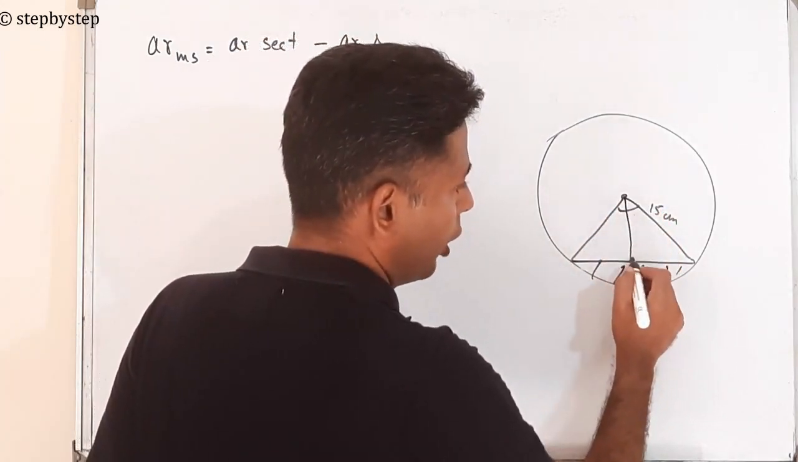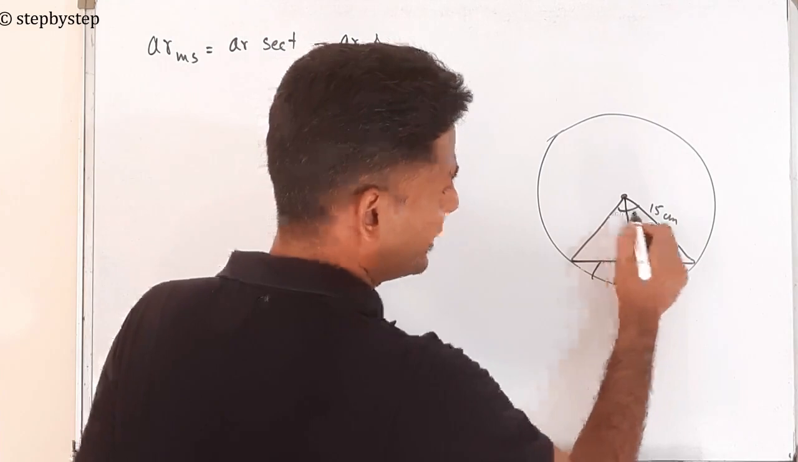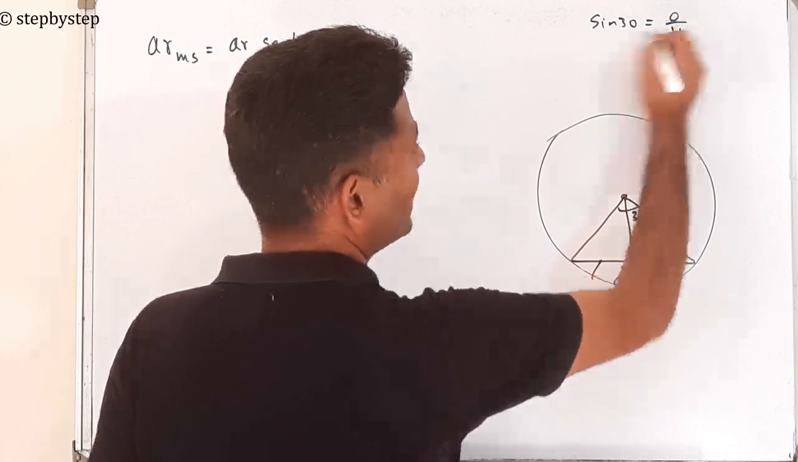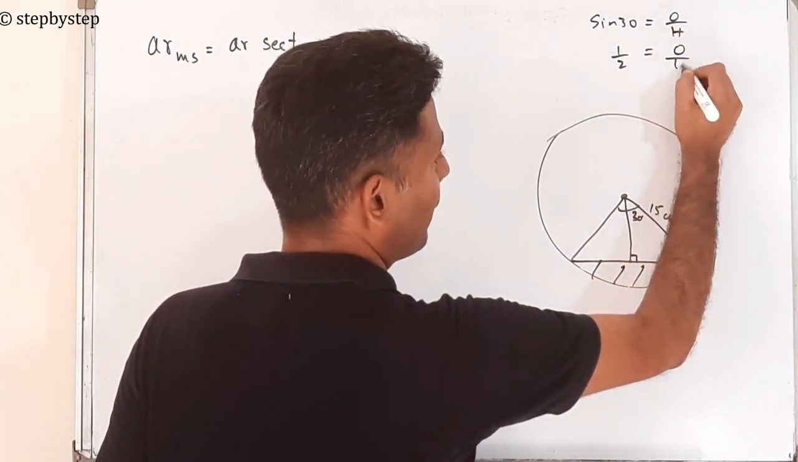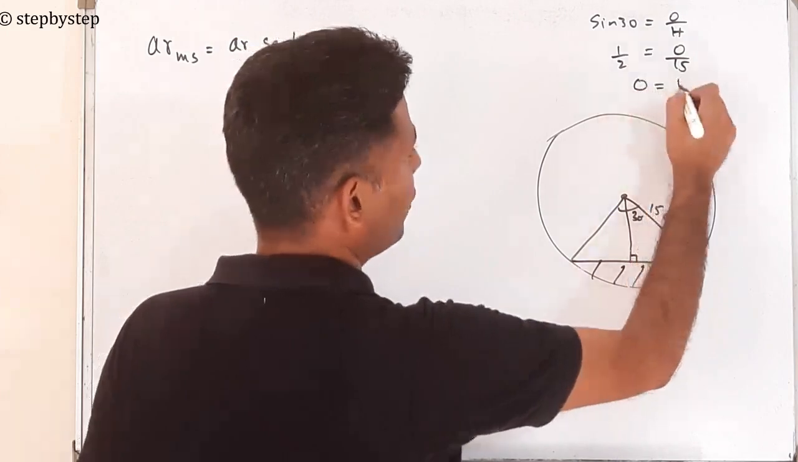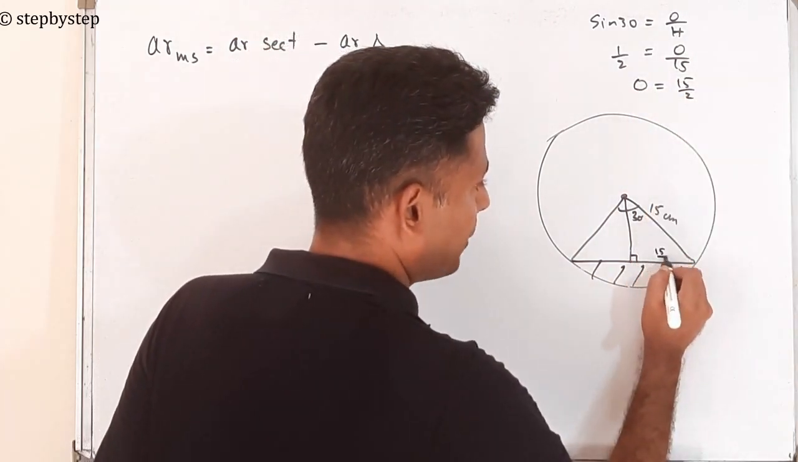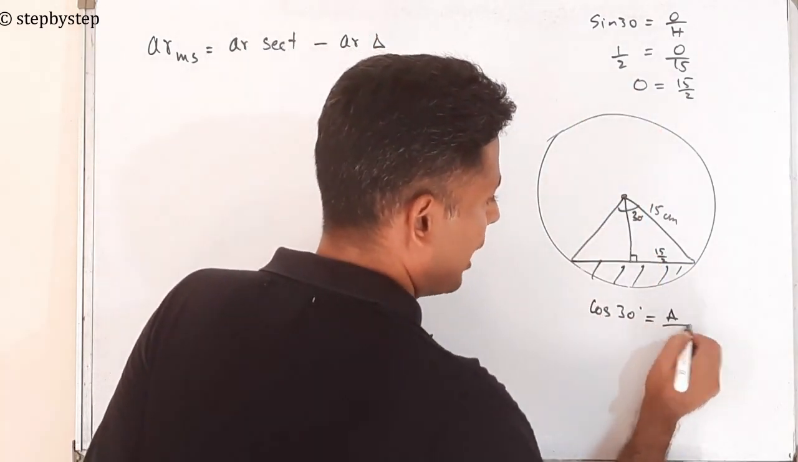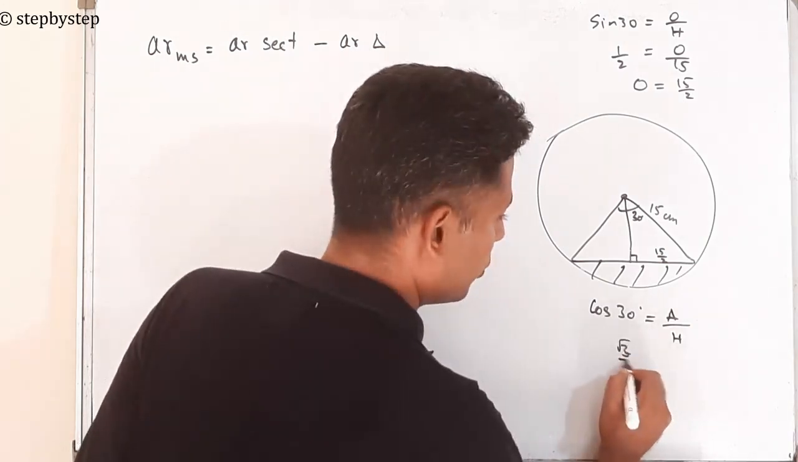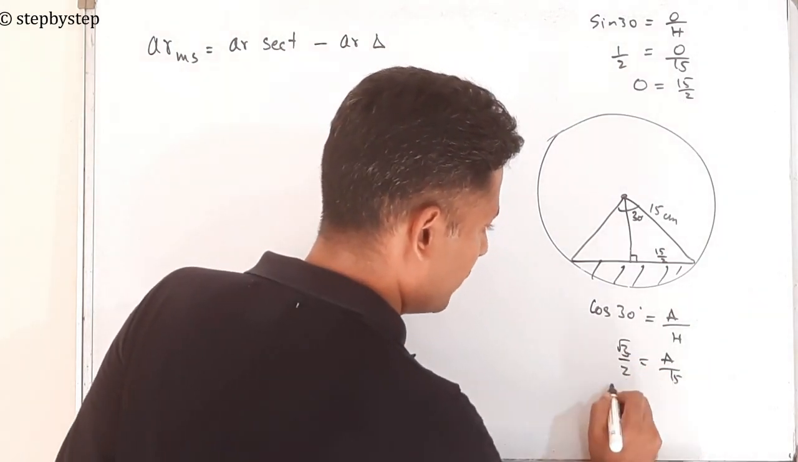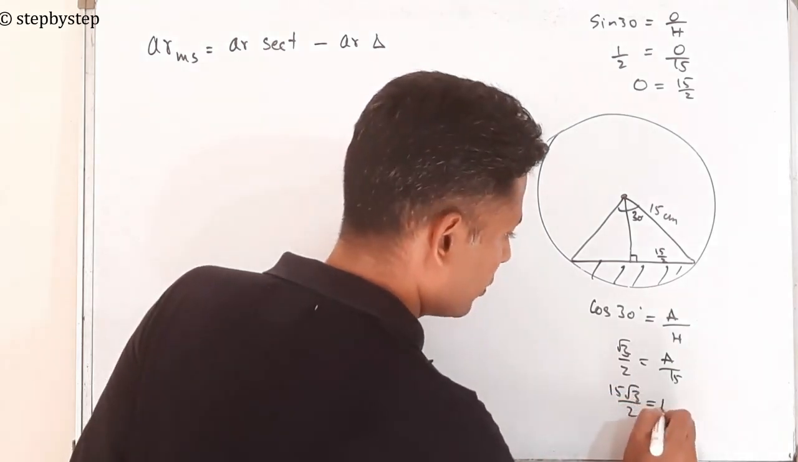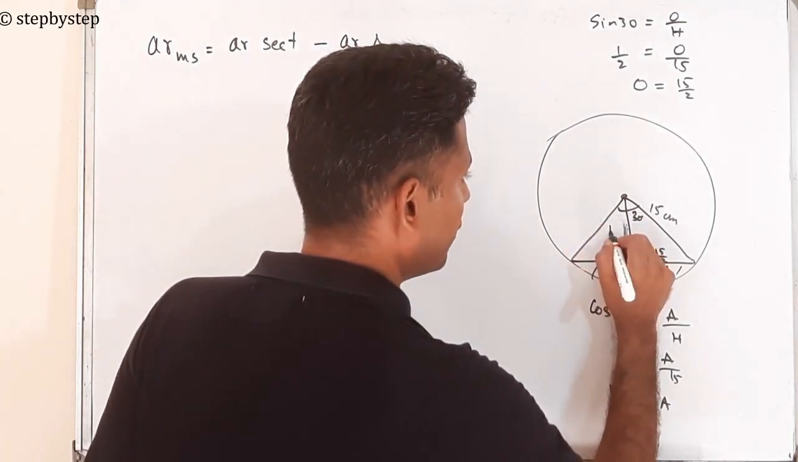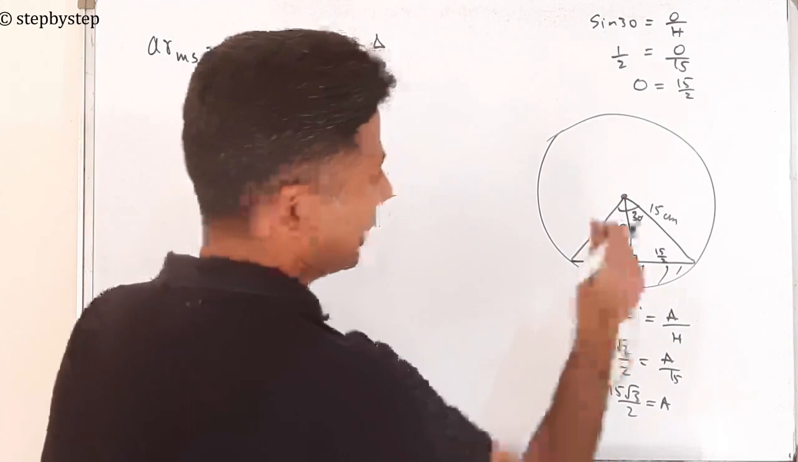I'll draw the altitude. Altitude is nothing but median. So using this was 60, so this becomes 30. So sine 30 equal to opposite by hypotenuse. So 1 by 2 equal to opposite by hypotenuse, that is 15. So it is 15 by 2. So this becomes 15 by 2, and for this cos 30 equal to adjacent by hypotenuse. So cos 30 is root 3 by 2 equal to a by 15. So it becomes 15 root 3 by 2. The adjacent side, that is this, 15 root 3 by 2. So the height is 15 root 3 by 2.